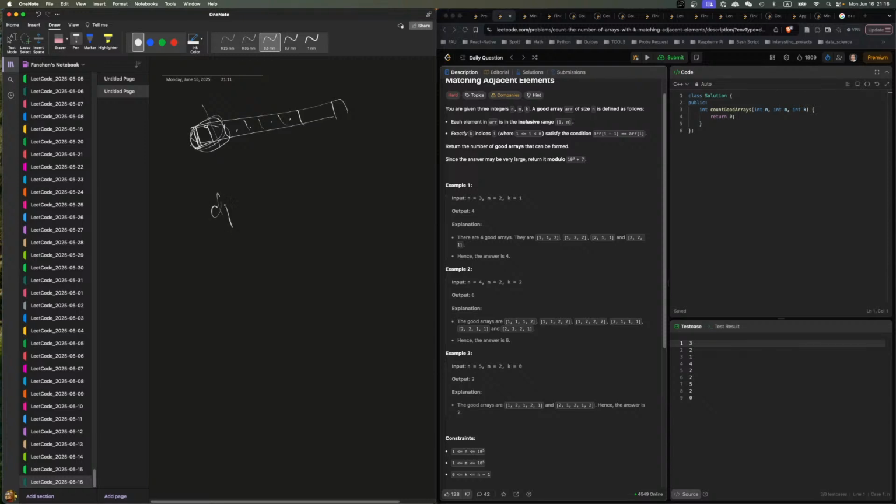Because it'd be like DP from i to the end with j remaining pairs, right? So if you're here, if these two are not matching, and you can find out how many different ways to get them not matching, then it will be just dp[i+1][j], right? It's just dp[i+1][j].